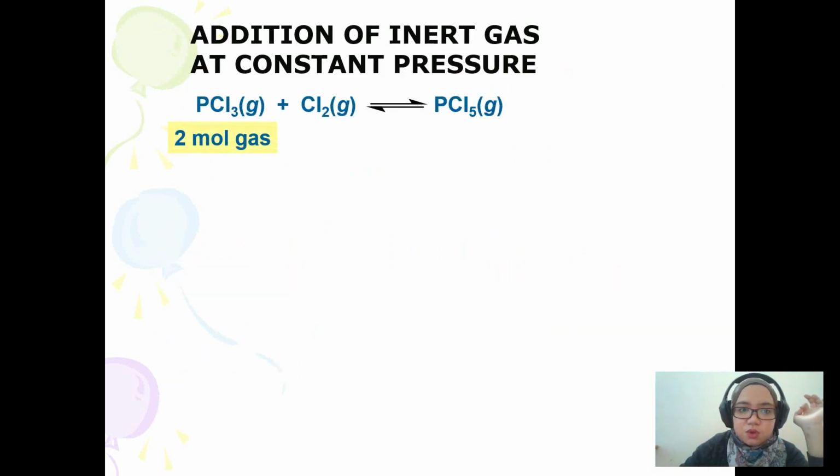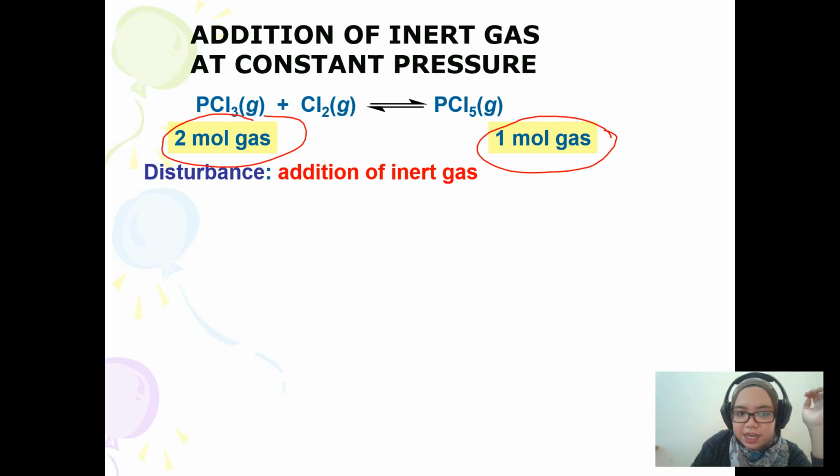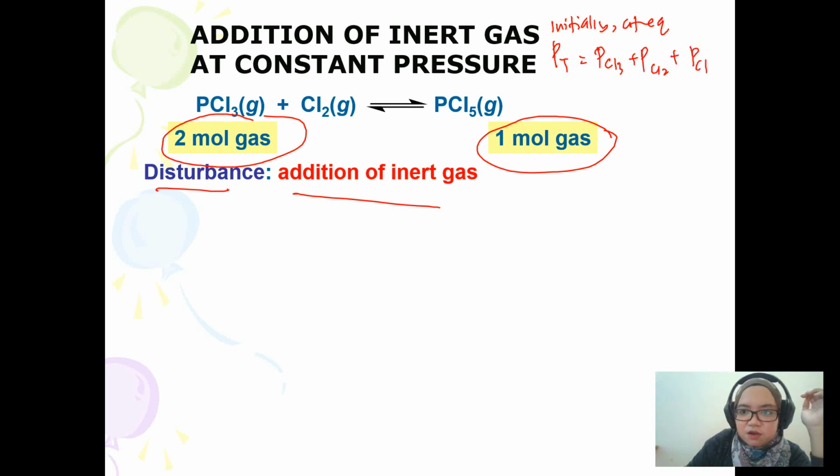Okay, so if we see here, we have PCl3 gas and chlorine gas react to form PCl5. So kat sini ada 2 mole of gases, kat sini ada 1 mole of gas. So kita punya gangguan disturbance kita adalah addition of inert gas. So asalnya P total dia initially at equilibrium, P total kita equals to partial pressure of PCl3 plus partial pressure of chlorine plus partial pressure of PCl5. Okay.